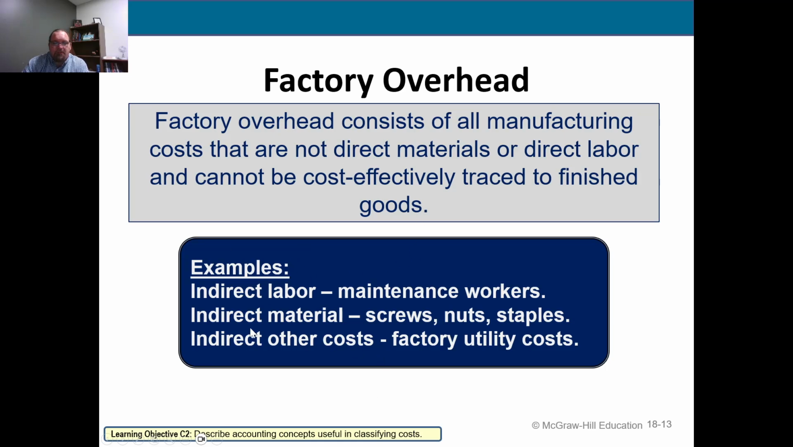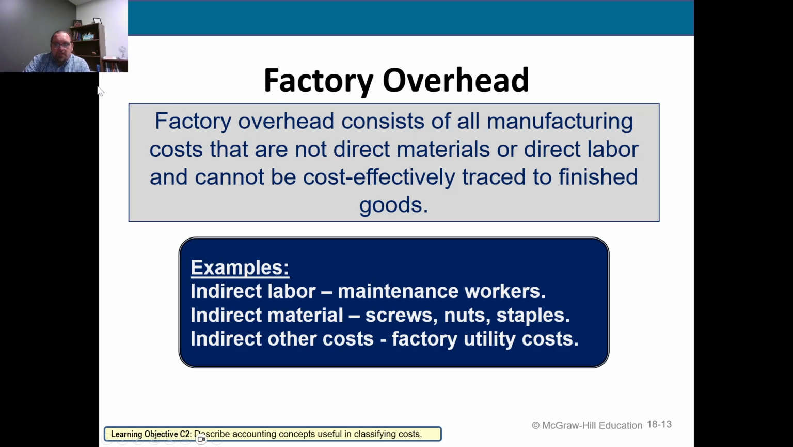And then we got overhead. This is all the other stuff, right? You see our indirect materials here: screws, nuts, staples. That makes a lot of sense. But also your indirect costs, factory utilities, again, insurance, manager salaries, CEO salaries, that kind of stuff down there. Indirect labor, maintenance workers, forklift drivers. Down in that factory I worked at, they actually had a cafeteria, at least way back then, where you could go buy lunch, and so those workers would be indirect labor as well, right?